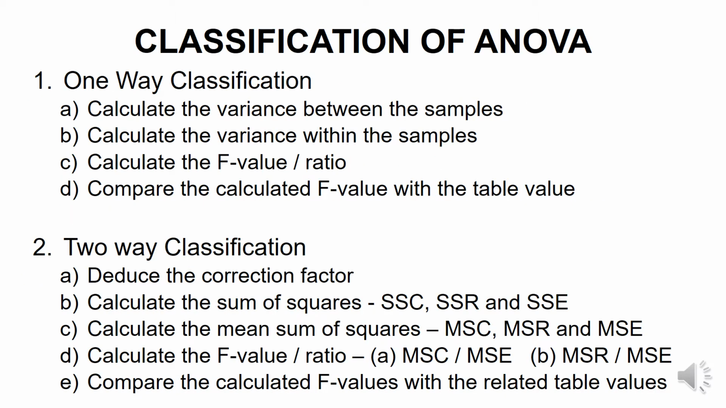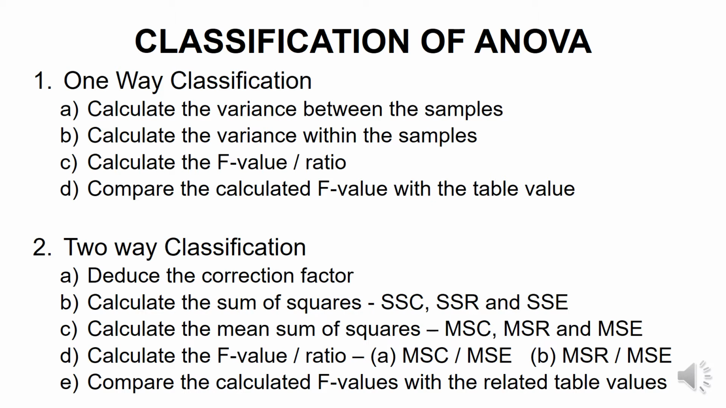The technique of analysis of variance can be classified into two parts, that is one-way classification and two-way classification. In case of one-way classification, the data are classified according to one criterion only. In one-way classification, in the initial part, calculate the variance between the samples, then calculate the variance within the samples, then you'll be able to calculate the F value, and in the last part, compare the calculated F value with the table value for making meaningful conclusions.